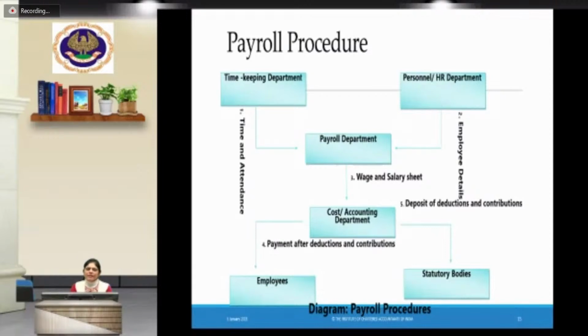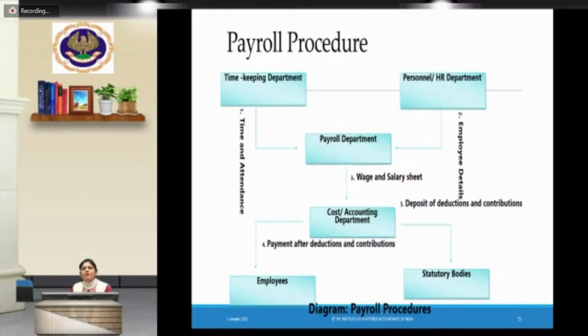So the timekeeping department will give the time of each employee or worker to the payroll department, and the personnel department will give the employee details to the payroll department. So from both ways, the information is coming to the payroll department. The timekeeping department will give the time details of the employee. The personnel or HR department will give the monthly rate, or an hourly rate or a weekly rate, whatever the time frame is set for that particular worker or employee.